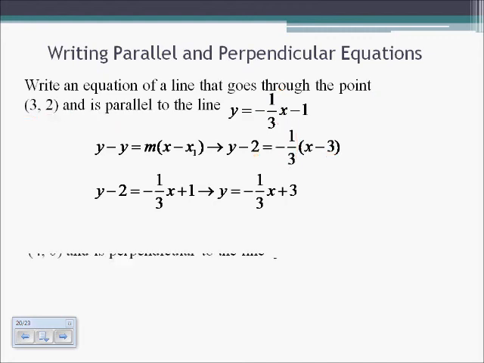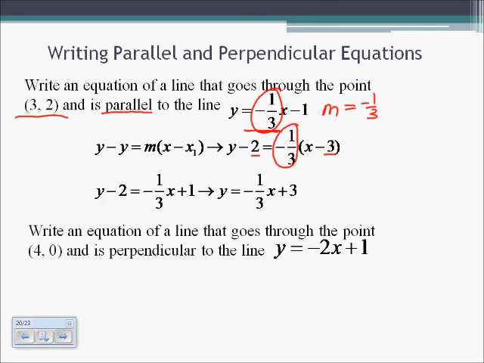Another example: write an equation of a line that goes through the point 4, 0 and is perpendicular to the line y equals negative 2x plus 1. So our slope in question is negative 2. You're going to ask yourself, if our slope is negative 2, what is a perpendicular slope to that? Opposite sign would be a positive, reciprocal flip, 1/2. So the slope that we're going to use is 1/2. The point that we're going to use is 4, 0.